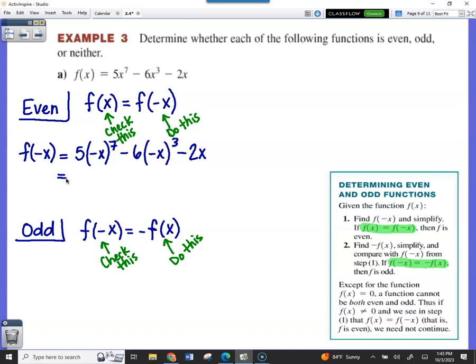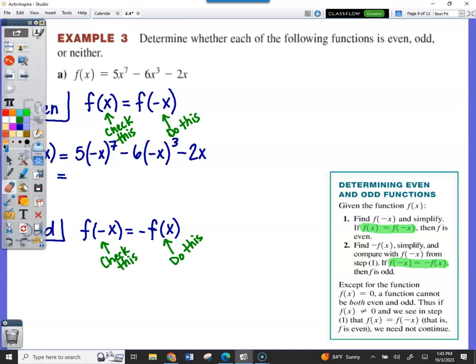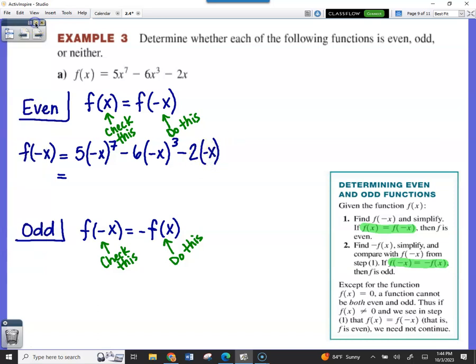Oh, it's negative x, yeah. Sorry. Right there. Thank you for catching that. Alright, so I'm going to clean it up. Watch. Negative to an odd would stay negative, so this would be 5 times negative x to the 7th. That'd be negative 5x to the 7th. You with me? See how I walked through that?